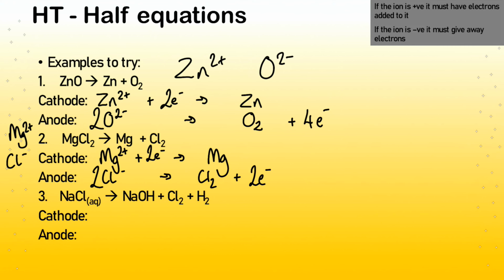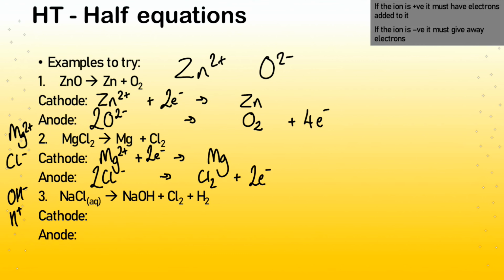And the final one here is probably a bit of a challenge, but in sodium chloride, which is aqueous, so it means it's dissolved in water, we also have the hydroxide and the hydrogen ions to consider. And we need to be able to work out what product we're going to be getting. So in this case with sodium, sodium is more reactive than hydrogen, so we're going to get hydrogen gas. And chlorine is a halogen, so we're going to get chlorine gas too. So we've got hydrogen and chlorine, and those are the two that we're going to write these half equations for.